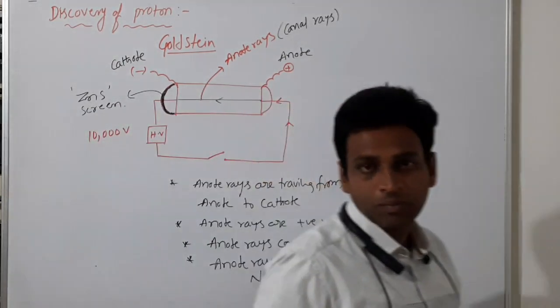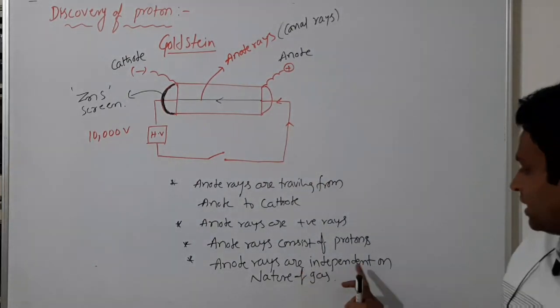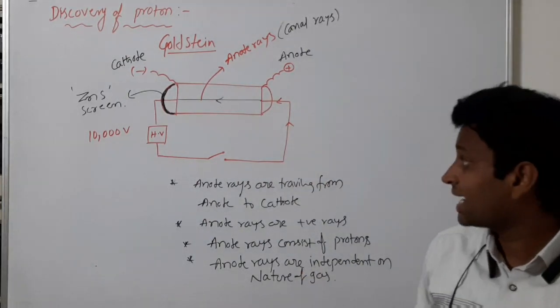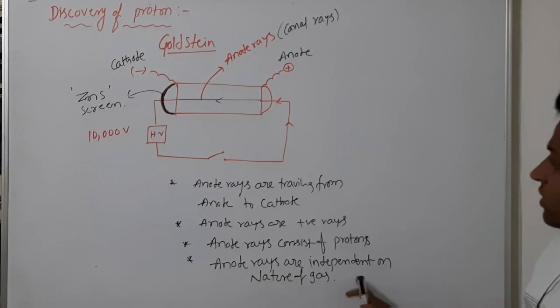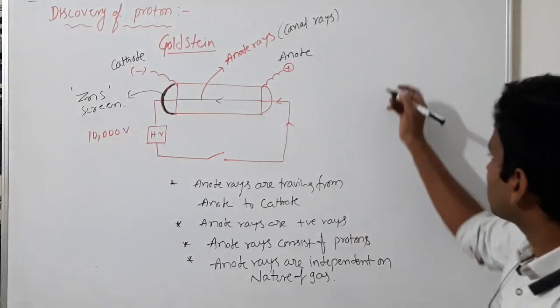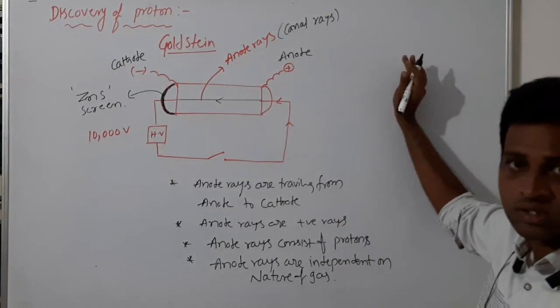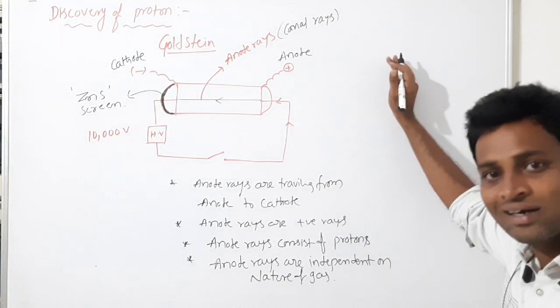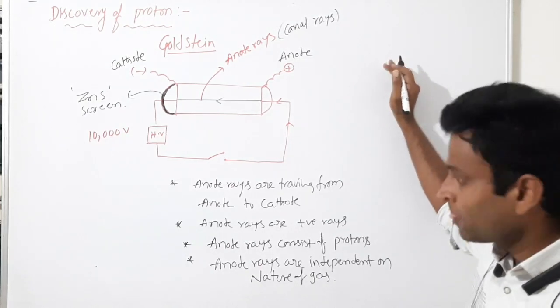These are very important points. So anode rays are independent of the nature of the gas. So these all are very important for you. Okay. So anode rays, as I told, consist of protons now. Cathode rays consist of electrons. Is it clear now? Okay.